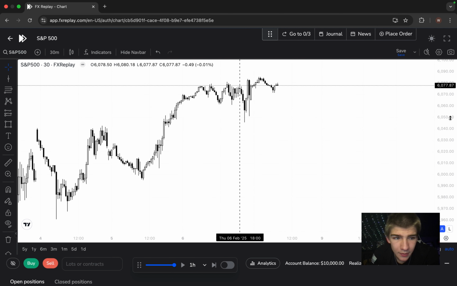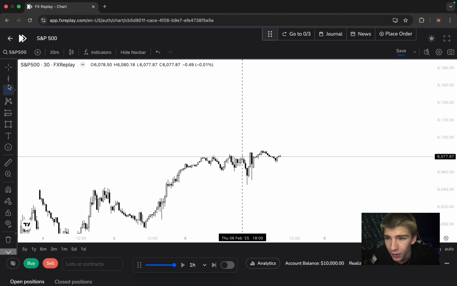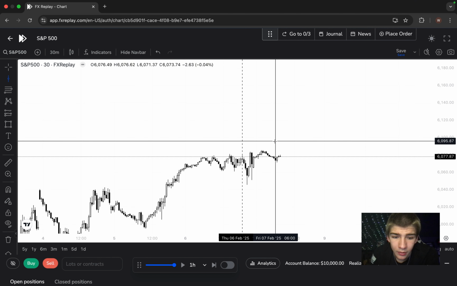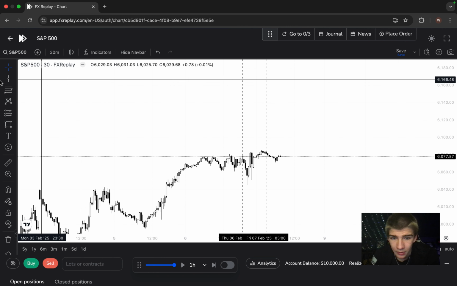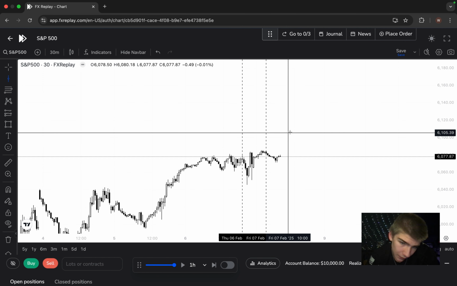So one at 18, and then one at 3. You obviously don't have to follow this. This is just how I like to backtest. So if you need a way to do it, here you go.